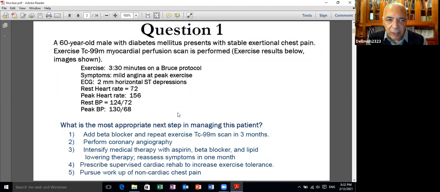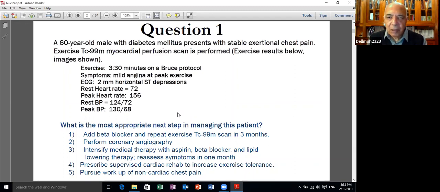He went for 3.5 minutes on Bruce protocol, got mild angina at peak stress, and 2 millimeters of horizontal ST depression. Resting heart rate was 72, peak heart rate 156, blood pressure at rest 124/72, and peak blood pressure reached was 130/68. The question is, what is the most appropriate next step in managing this patient?